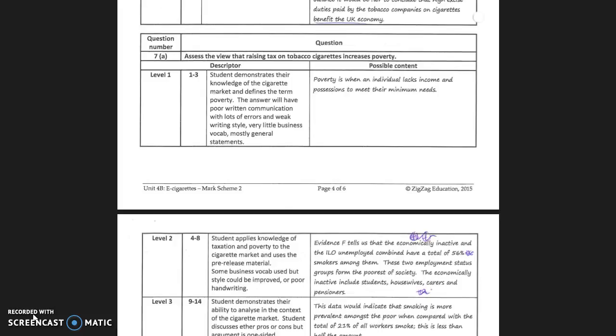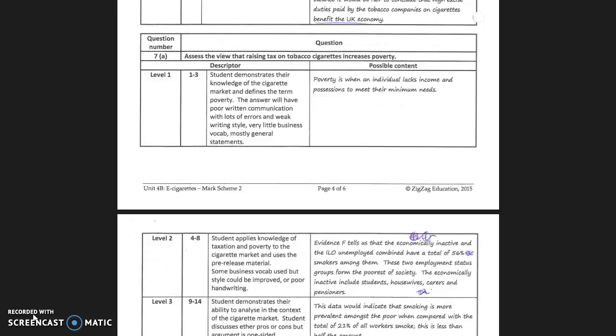Section B, question 7A, as I said, was a tricky little question. Quite a niche question. Normally 7A, 7B, quite a broad question, so you can bring in quite a variety of points. But this one focusing on poverty. Assess the view that raising tax on tobacco, cigarettes increases poverty.